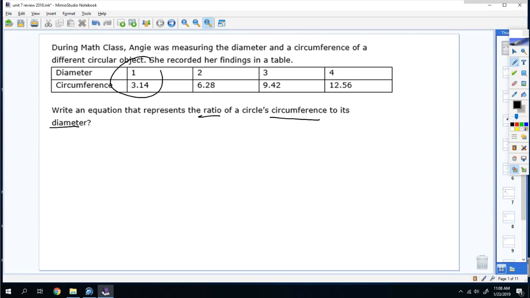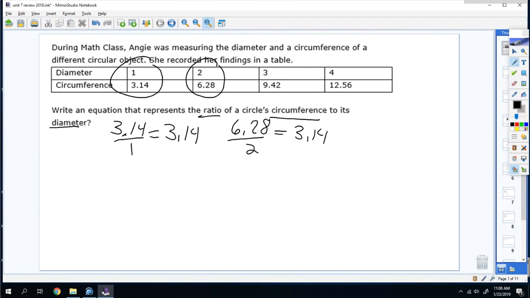So if I would take the first set of numbers, that'll be 3.14 over 1, which equals 3.14. If I do the second one, you do 6.28 over 2, which is 3.14. And if you do the third one, that'll be 9.42 over 3, which is 3.14. So there's a pattern. Every time you take the circumference and divide by the diameter, you get pi, or 3.14.